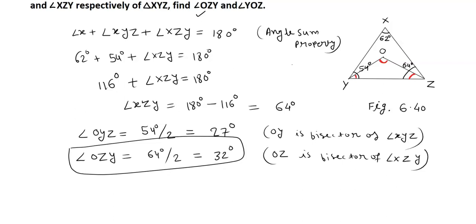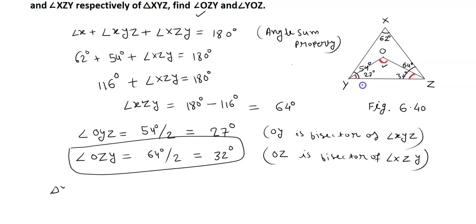Now, remaining, this angle YOZ we have to find here. How to find it? Now we get here OYZ is 27 degrees. So we can write here this is 27 degrees, this is 32 degrees, and this angle is missing here. So again we will use the angle sum property for triangle YOZ.